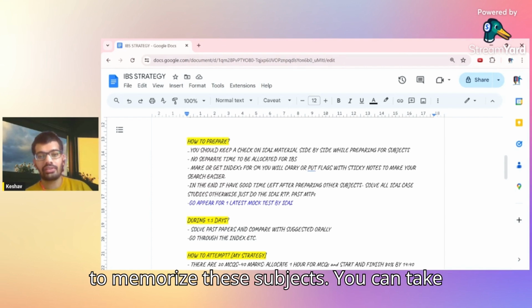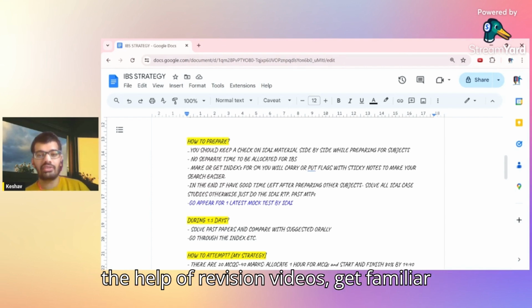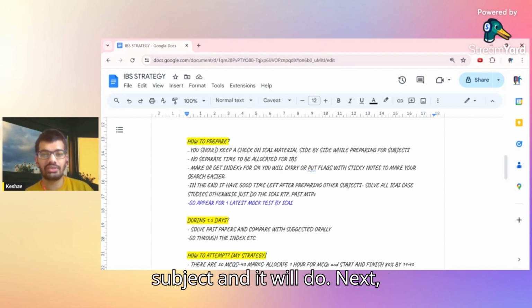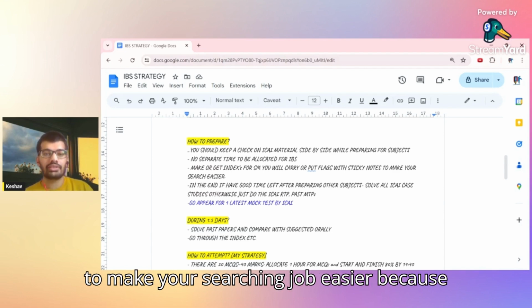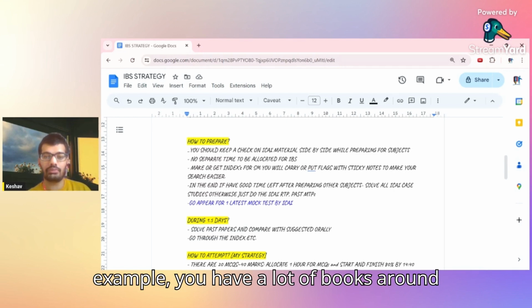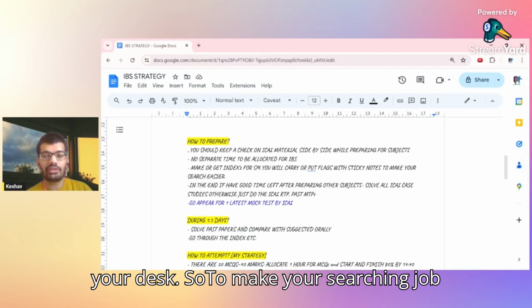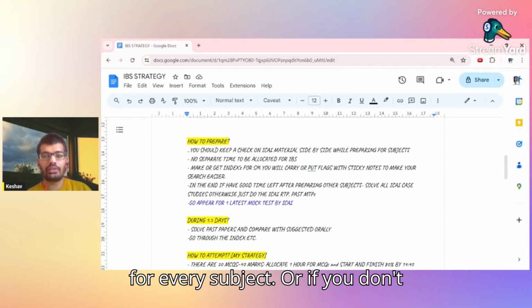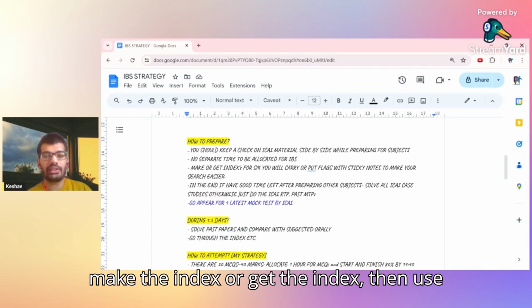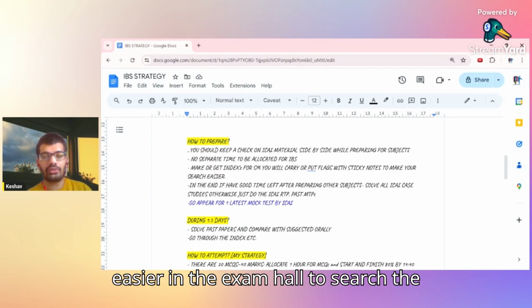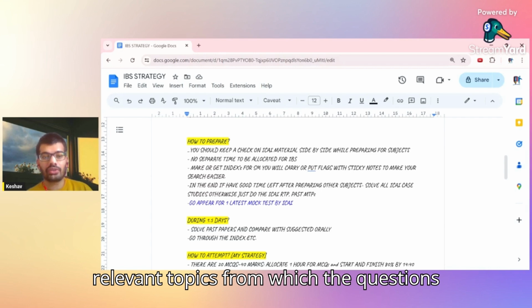You don't need to memorize these subjects. You can take the help of revision videos, get familiar with the content of the study material, and keep it aside. Just 2 days for each subject, and it will do. Next, to make your searching job easier, because when you go inside the exam hall, you will have a lot of books around your desk, it is necessary to have an index for every subject. Or if you don't make or get the index, then use sticky notes in your books to make it easier in the exam hall to search the relevant topics from which the questions have been asked.